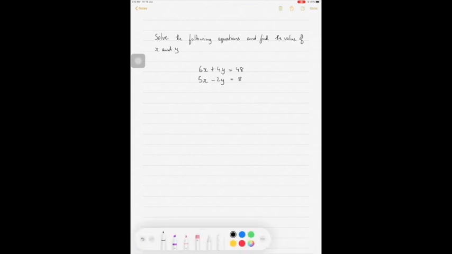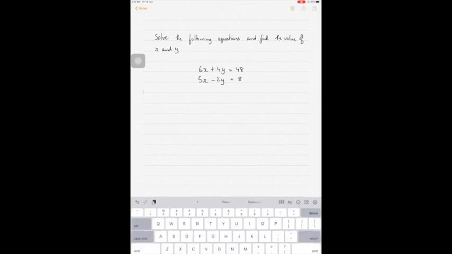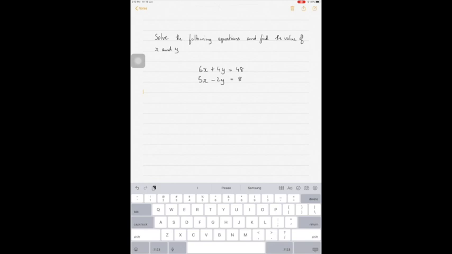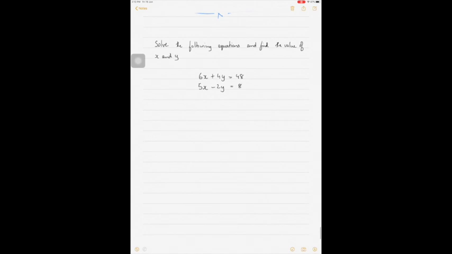Okay, so whenever you are supposed to find x and y and two equations are given, you have to make sure that either the constants of x have to be the same or the constants of y have to be the same. Fine. Here it is not the same. If it is not the same, you have to make it the same. Okay, so how can I make it the same?